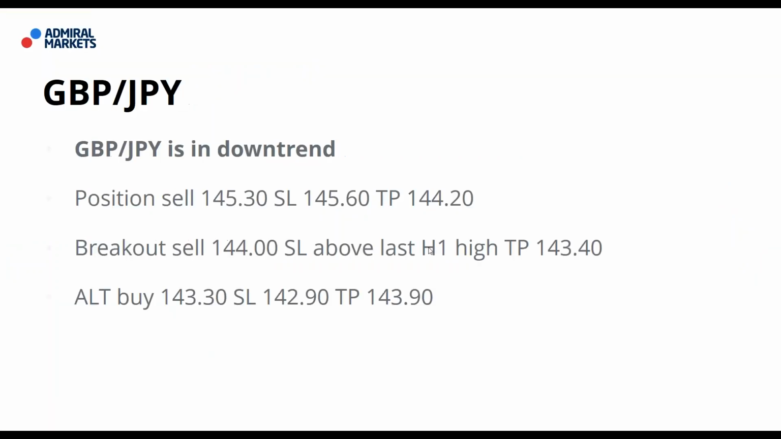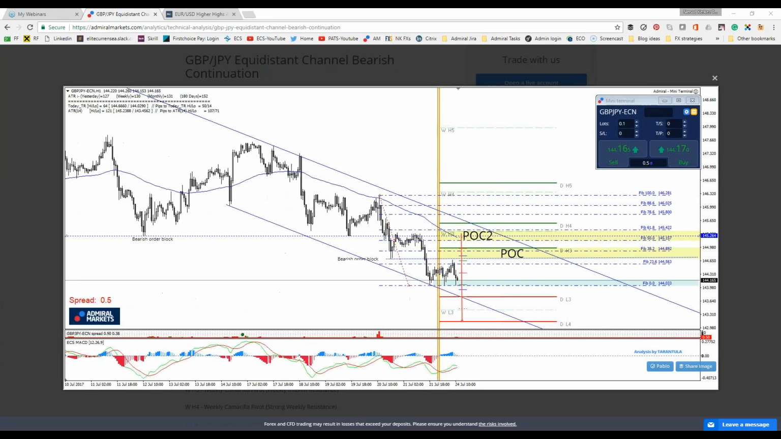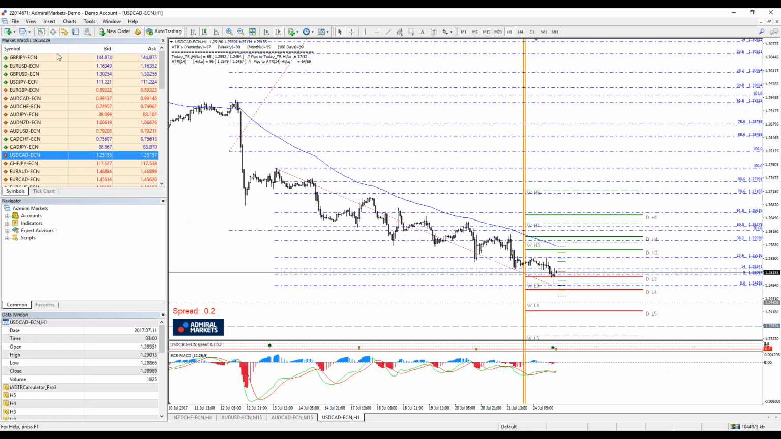Okay. And finally, pound yen. We already had a pound yen sell position today, but now the price is going up. So if you're in profit, I think that you should definitely protect your profit if you haven't done it already, because this could be a little bigger retracement than I originally thought. So here, we had a rejection from the first POC today. The price got here, and then it rejected for some 25 pips. So I will show you right away.